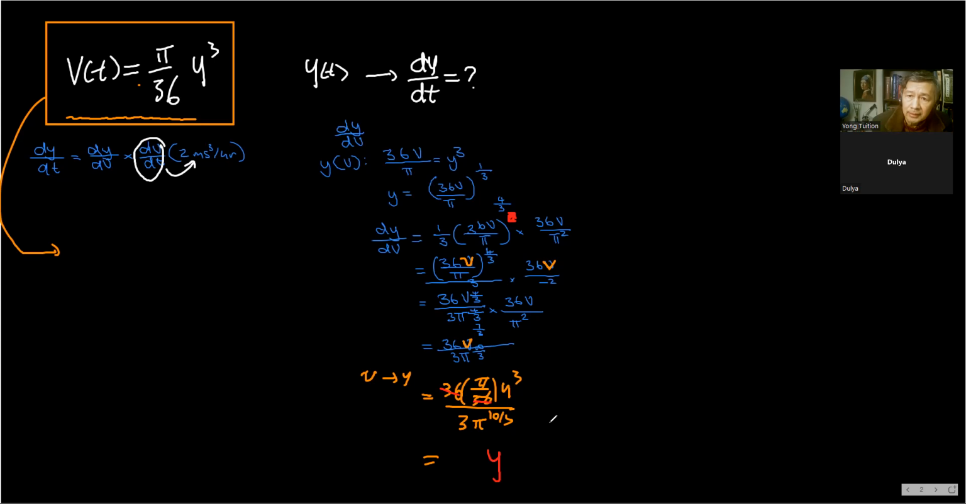I just use the same color. And we got 3 divided by 3. How about pi? So pi is 1 take 3, 10 over 3, right? That would be 7 over 3, right? Yeah.